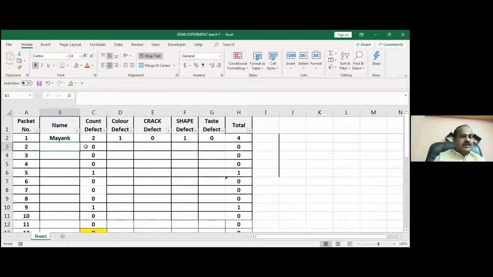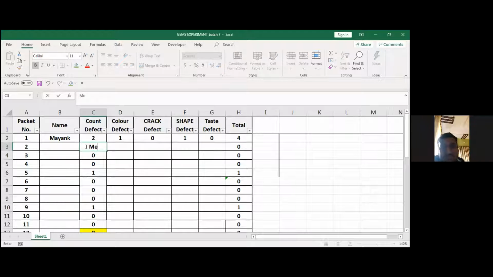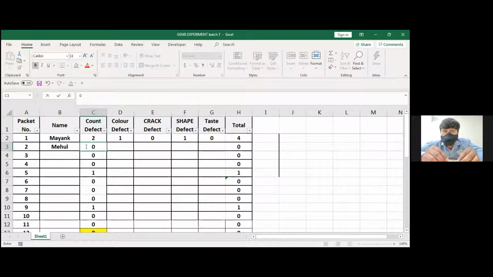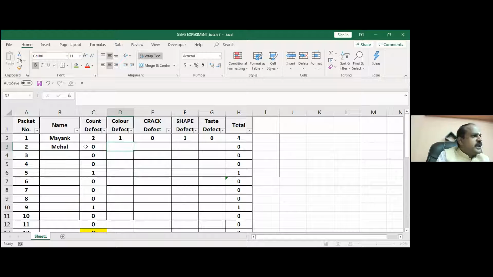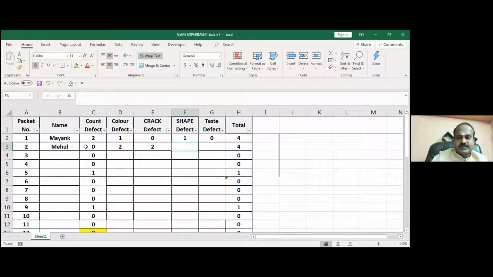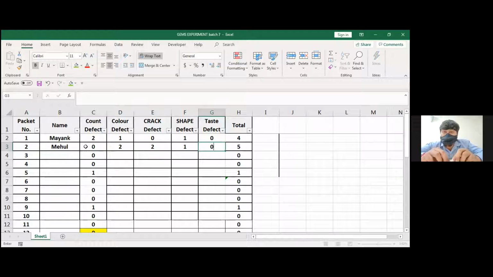Now next on the screen is Megul Patel. Yes, Megul. How many gems have you got? 10, sir. So no count problem. Do you see any color problem? 2 color problems. Any crack issue? 0. Very good. Any shape issue? 1. And any taste issue? It's good. Very good.